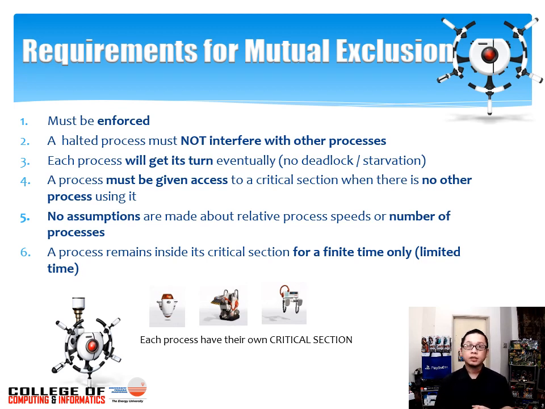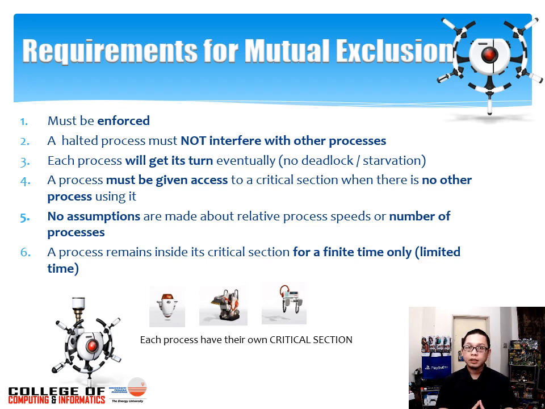Six. A process remains in its critical section for a finite time only. It means that each process waiting for its turn has a very definite counter. So each process will eventually get its turn, because no process can be in its critical section for an infinite amount of time. So these are the requirements for mutual exclusion.